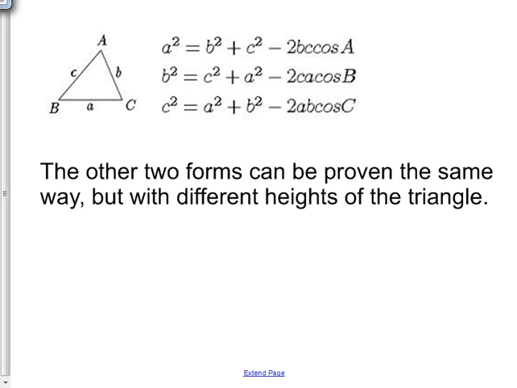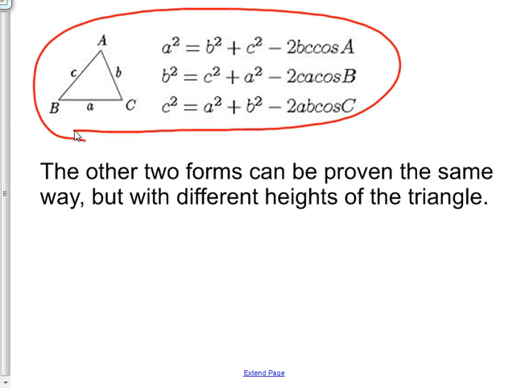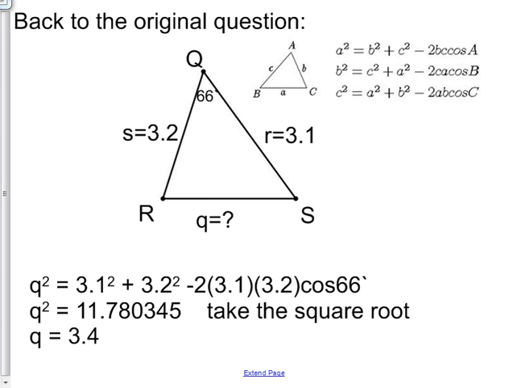Here are the other forms of the cosine law. As you can see, it does apply to all the other sides. The other two forms can be proven the same way, but with different heights of the triangle. So back to the original question then. Using one of these, I'm going to use the first one. Using this, I can solve by plugging in the values I know.